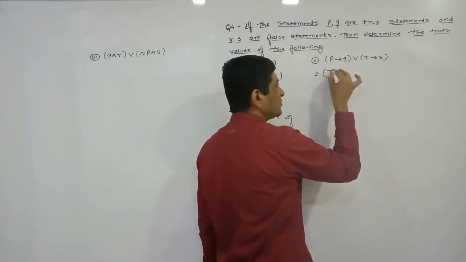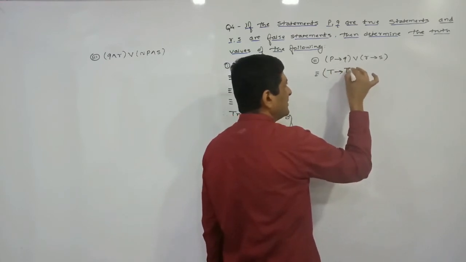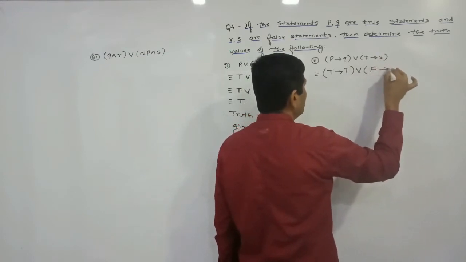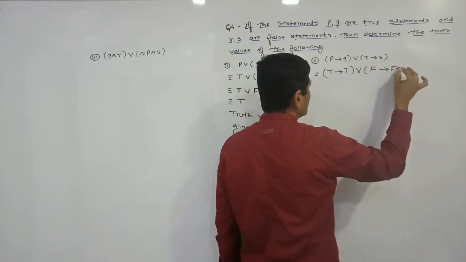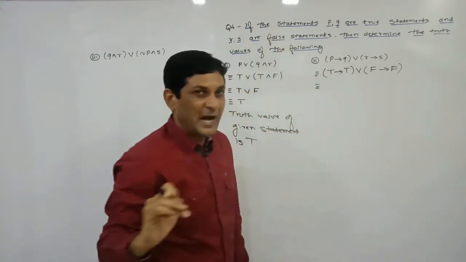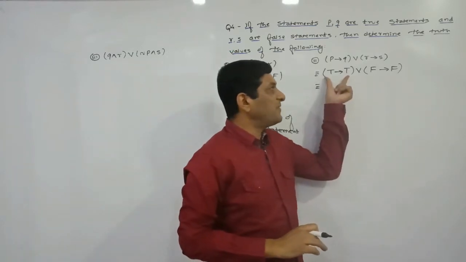Replace P by its truth value T, implication as it is, Q also by its truth value T, OR as it is, R by its truth value F, implication as it is, S by its truth value F. We have just substituted the truth values of P, Q, R and S. The remaining part is the simplification part. So let us simplify this bracket.